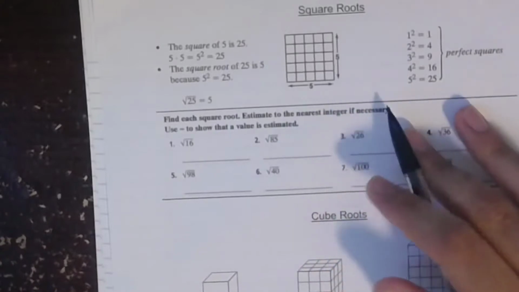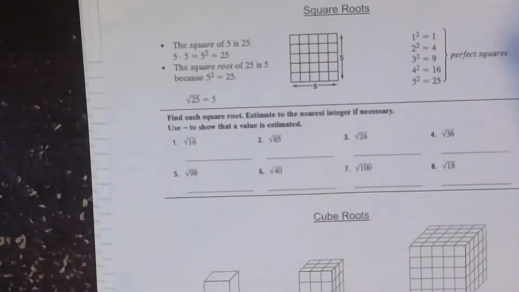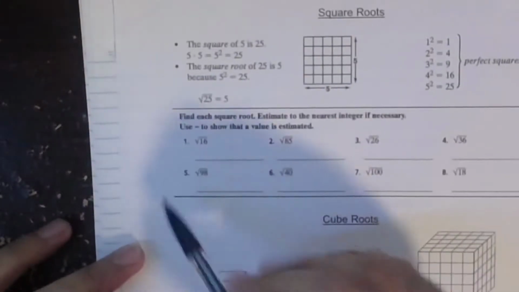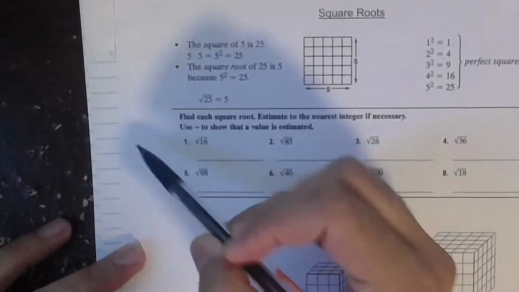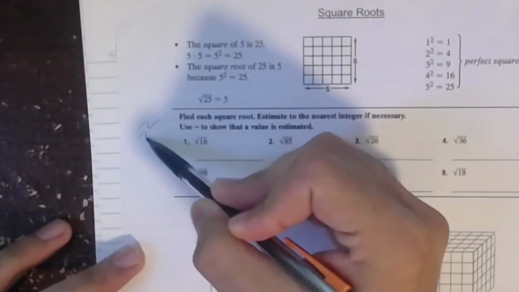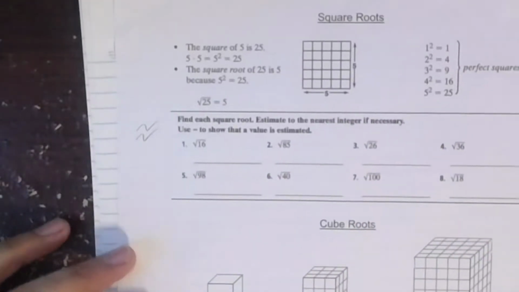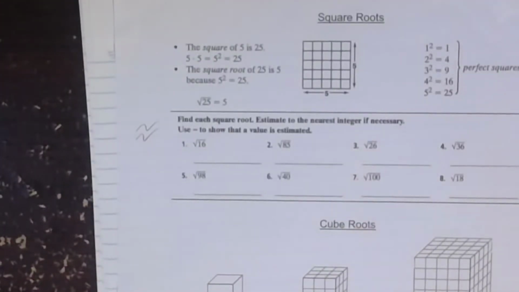And then this problem is basically asking you to find each square root and estimate to the nearest integer if necessary. Use the approximation symbol, which is a little squiggly line right here, or you can't really see it, but it looks like that, to show the estimated value if you can't find the exact answer.